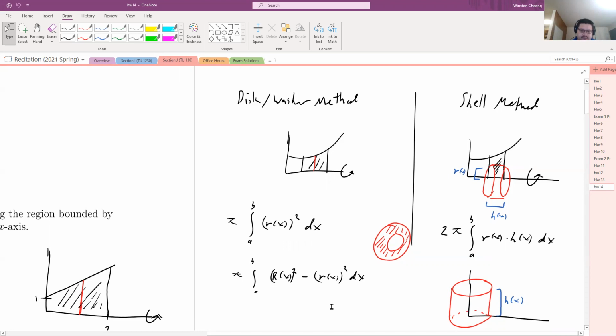So just to revisit this, the disk washer method has these two formulas, this one being the disk one, this one being the washer one. You have to square the radiuses in order to compute the area of that disk, and then with washer you subtract off the inner disk.